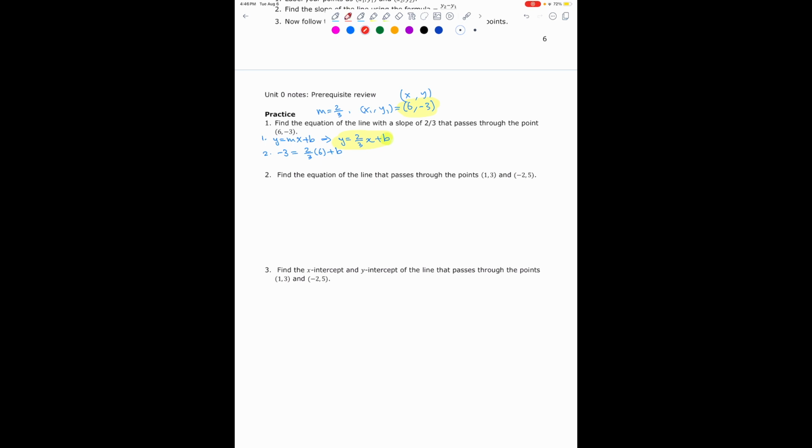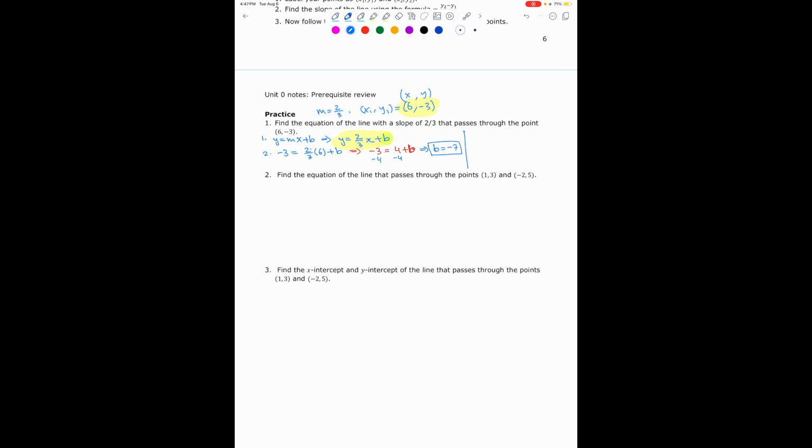We're going to use skills from linear equations to solve. So this will lead to -3 equals 2 times 6 is 12, divided by 3 is 4, plus b. We need to isolate the b because that is the variable. So we need to get rid of the 4. That is subtracting 4 from both sides of the equation. So we will get b equals -7.